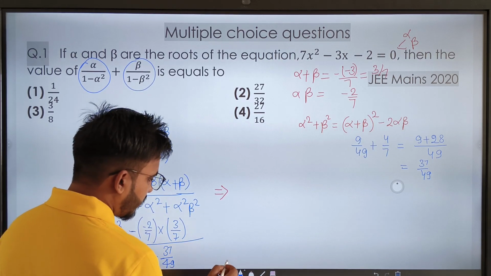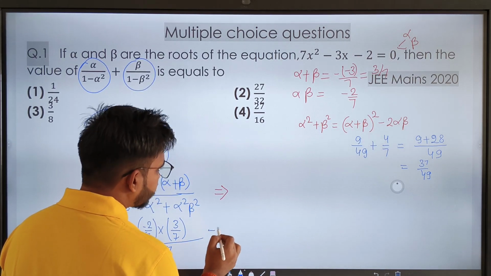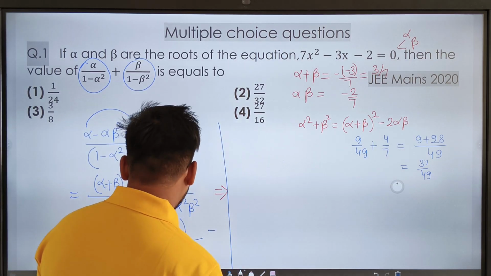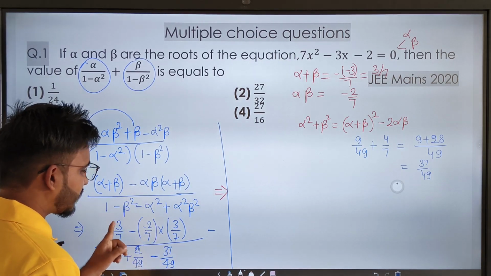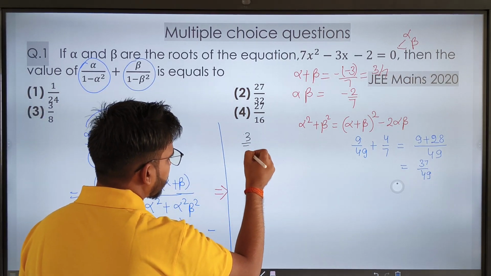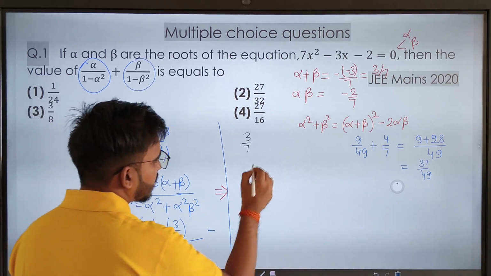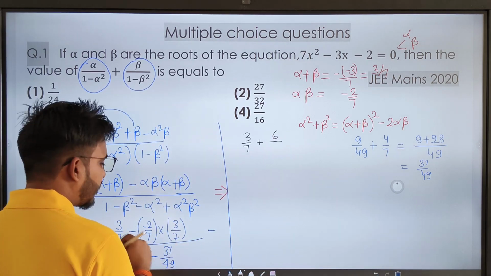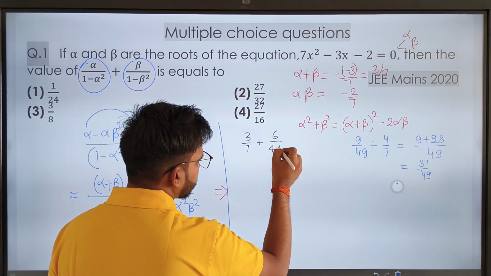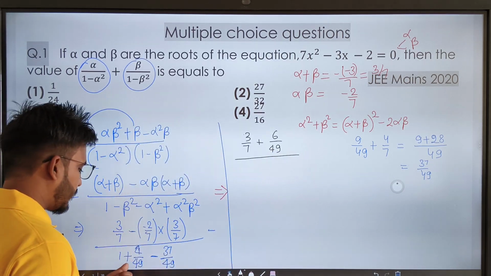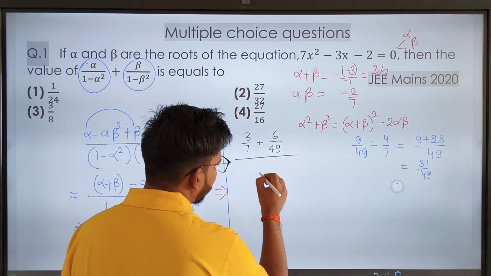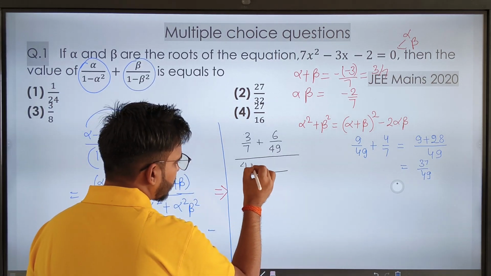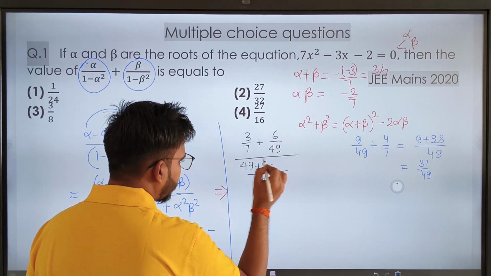Okay, so let me solve this problem on the right side, using a different color of pen. Now this is going to be numerator 3 by 7, and in the denominator minus minus plus, so I would write plus 2 3s are 6 divided by 7 7s are 49, divided by, if I take the complete LCM, it is going to be 49, and then 49 plus 4 and minus 37.